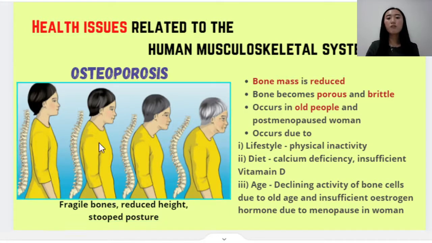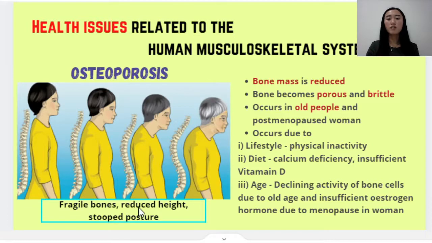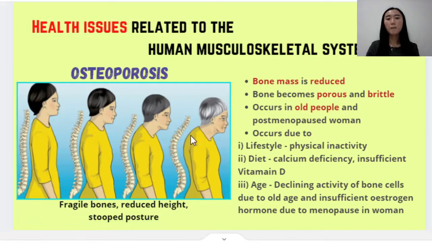So the symptoms of osteoporosis are fragile bone, reduced height, and also the stoop posture. Osteoporosis is known as hunchback, which is when the back of the human is bent.